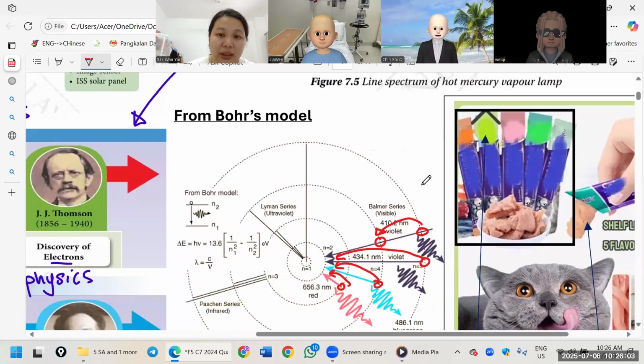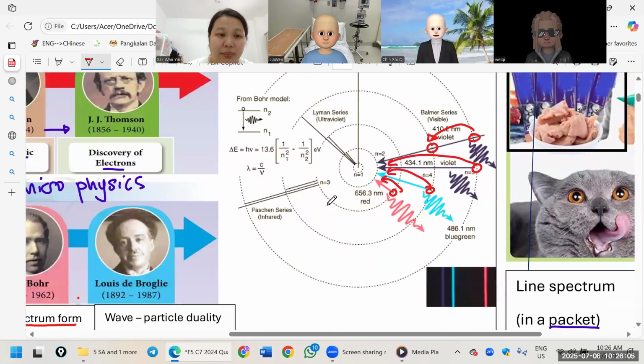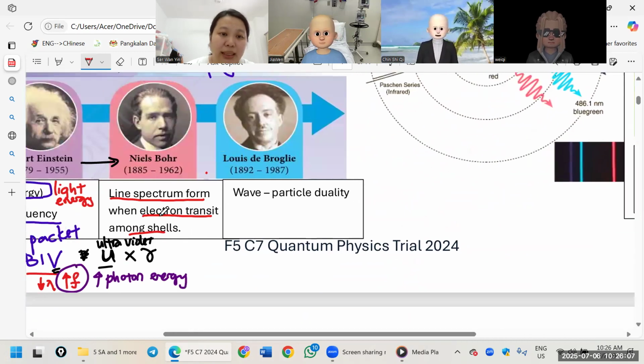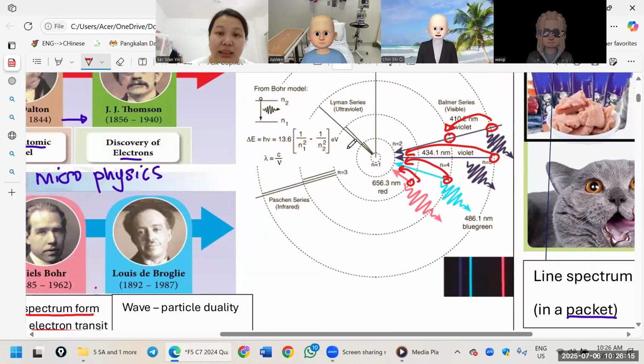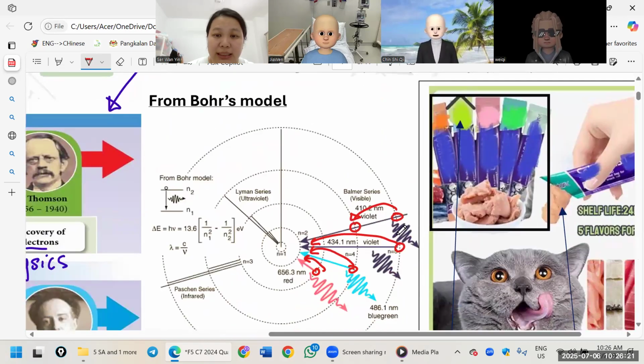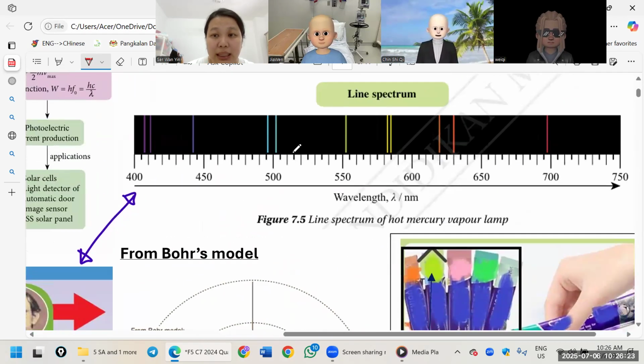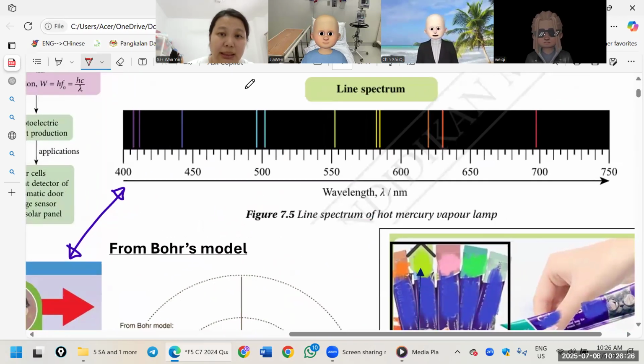So that's why when electrons jump, when they move, we don't say the electron moves. We say the electron transits among the shells. Shells means, you all learned chemistry, right? So they will release a few colors. That's it. This is called a line spectrum.